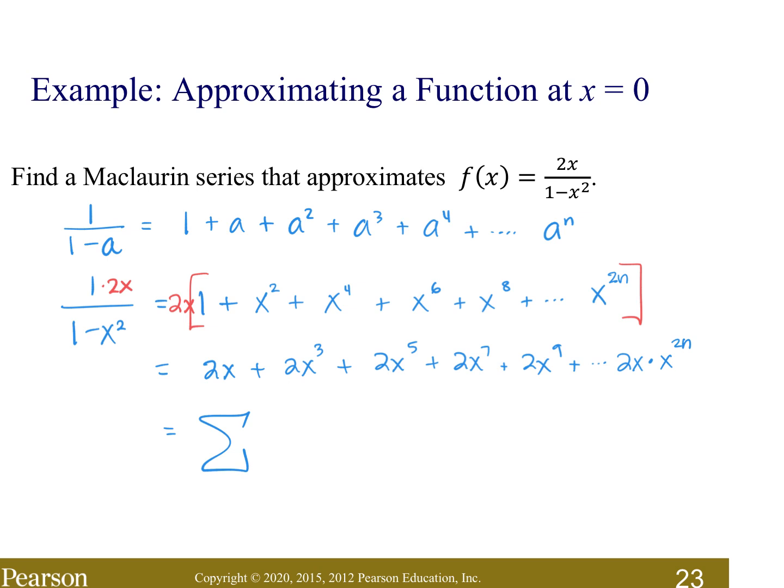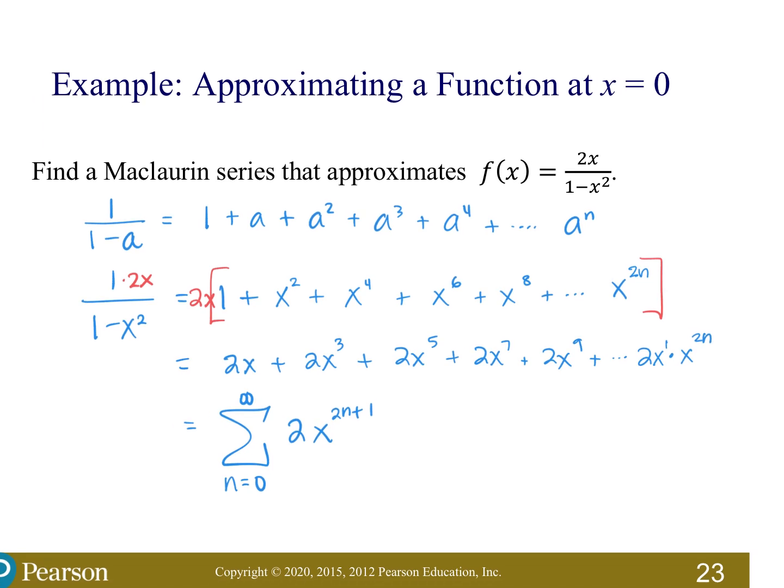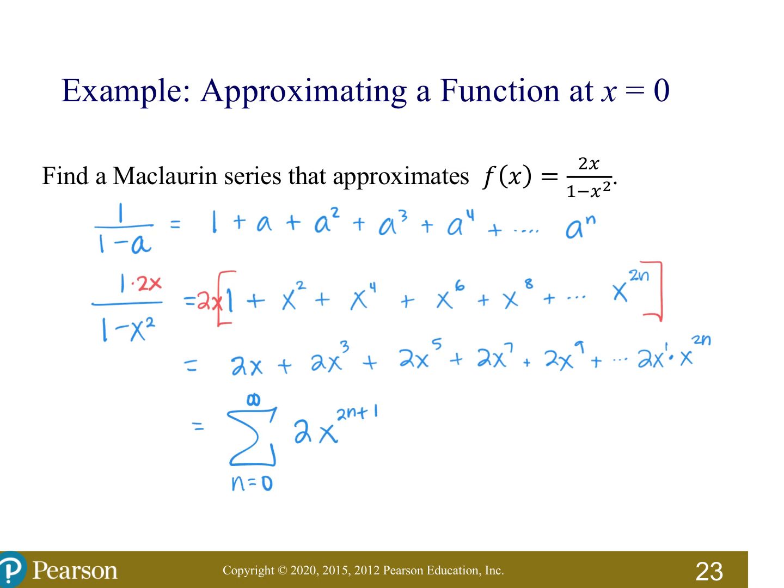So it's 2, and then the combination of the x's, so this is x to the 1 and x to the 2n, would be x to the what? 2n plus 1, because you add the powers, as long as n starts with 0 and has no end. So now you have the Maclaurin series with the general term.